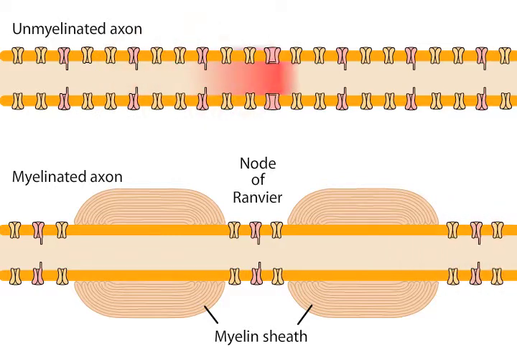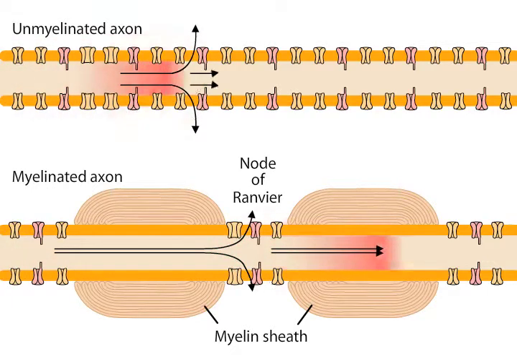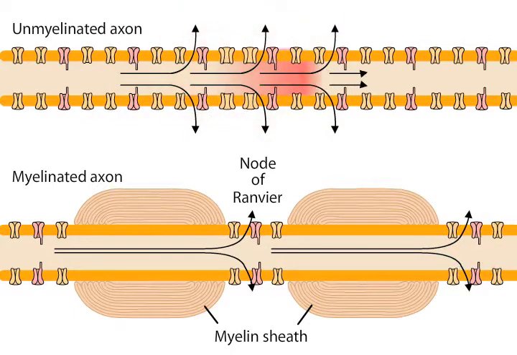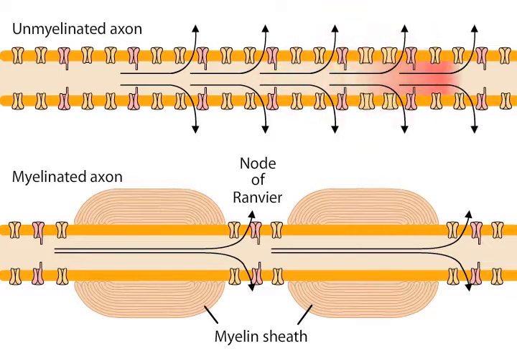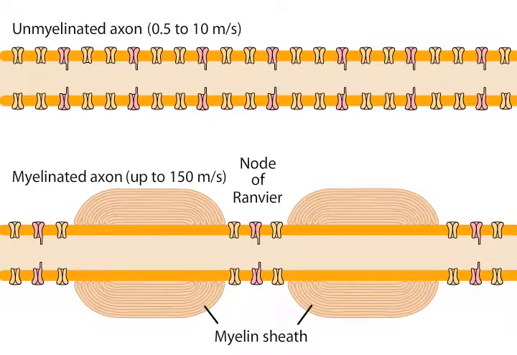This local current flow then generates an action potential in the neighboring segment, and the cycle is repeated along the length of the axon. Because current flows across the neuronal membrane only at the nodes, this type of propagation is called saltatory, meaning that the action potential jumps from node to node. The result is a greatly enhanced velocity of action potential conduction.